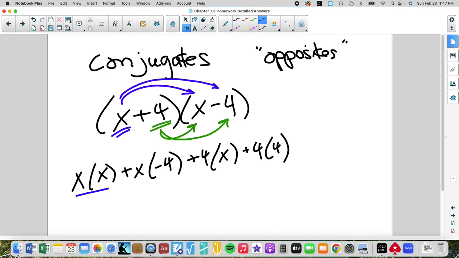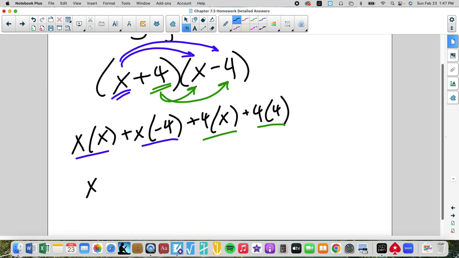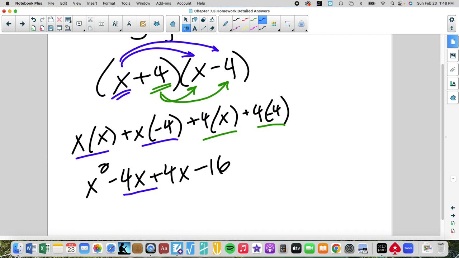Again, this is the first distribution. This is the second distribution. Let's simplify that. X times x is x squared. X times negative 4 is negative 4x. 4 times x is 4x. And 4, oh, I made a mistake there. 4 times negative 4 is negative 16. My middle two terms, they end up canceling each other.